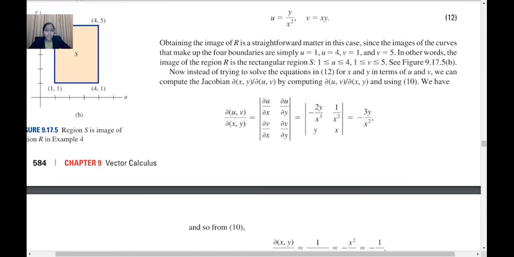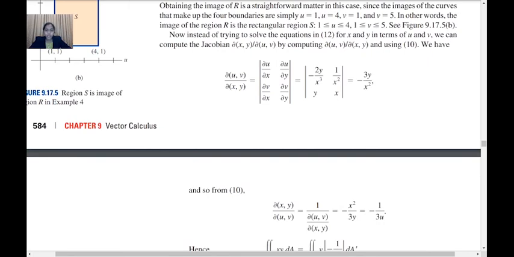So by the formula we can determine the Jacobian ∂(x,y)/∂(u,v), which is 1 divided by ∂(u,v)/∂(x,y). So that will be nothing but minus x square by 3y. Now y by x square was u, so x square by y will be nothing but 1 by u. So this is equal to minus 1 by 3u.